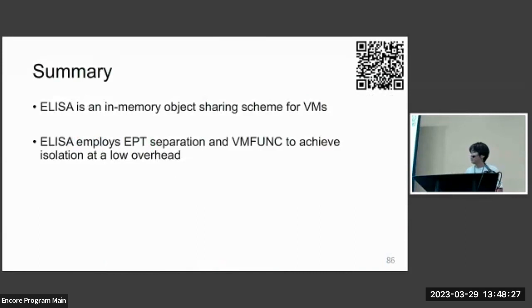So this is the summary. ELIZA is a new in-memory object sharing scheme for VMs. ELIZA employs the EPT separation and VM func instruction to achieve isolation at low overhead.